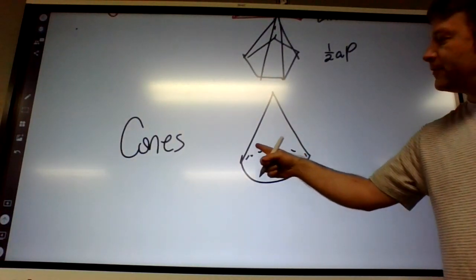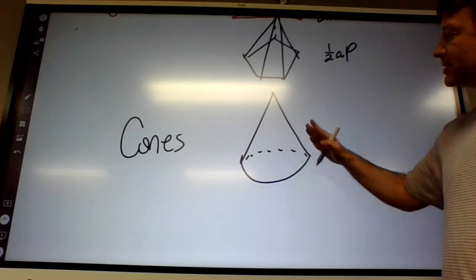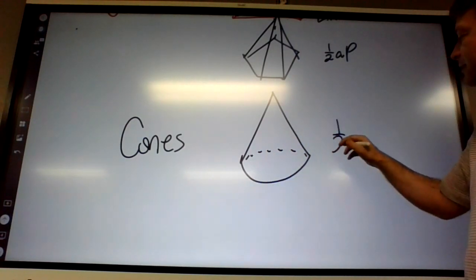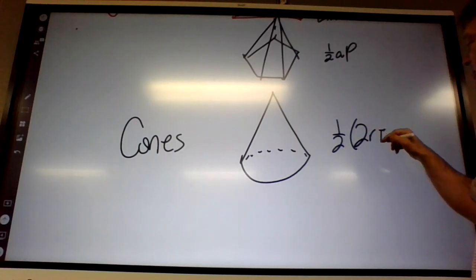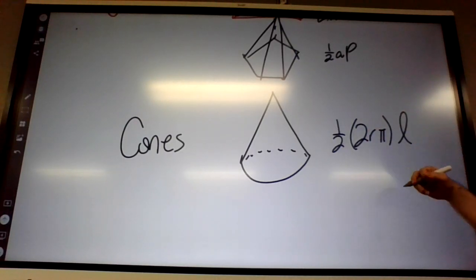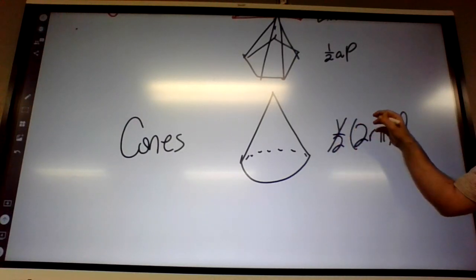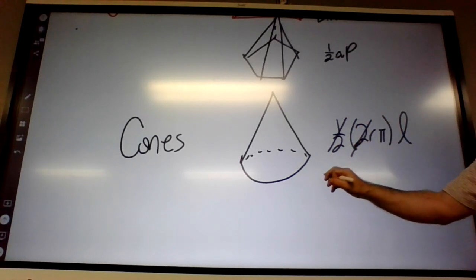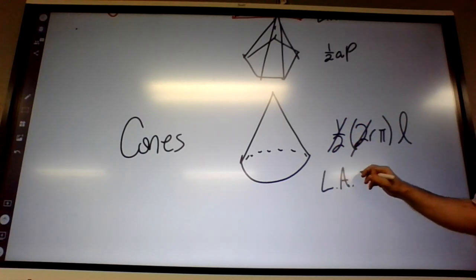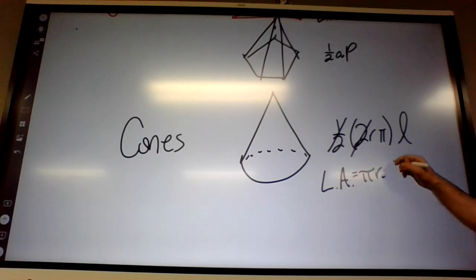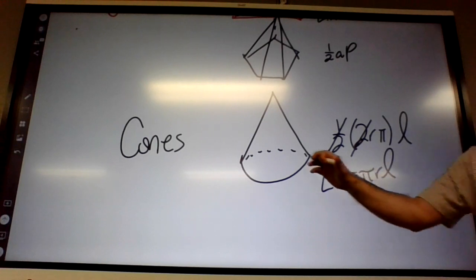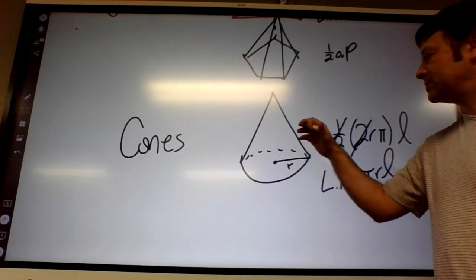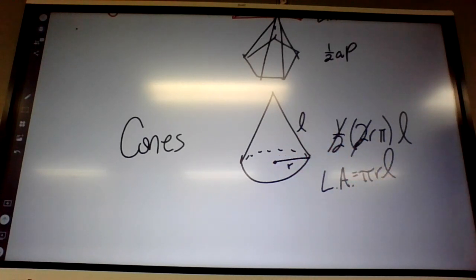So instead of 1/2 perimeter times slant height, it's 1/2 circumference times slant height. But what happens is these two cancel out. So the lateral area is just pi r l. So you just need the radius and the slant height. Okay. So yeah, the formula's really short.